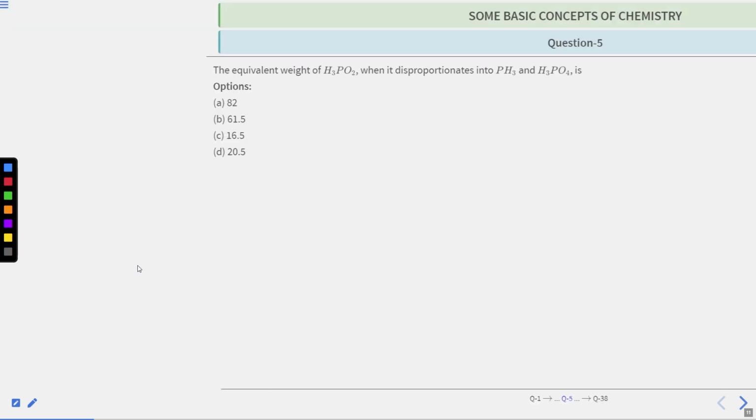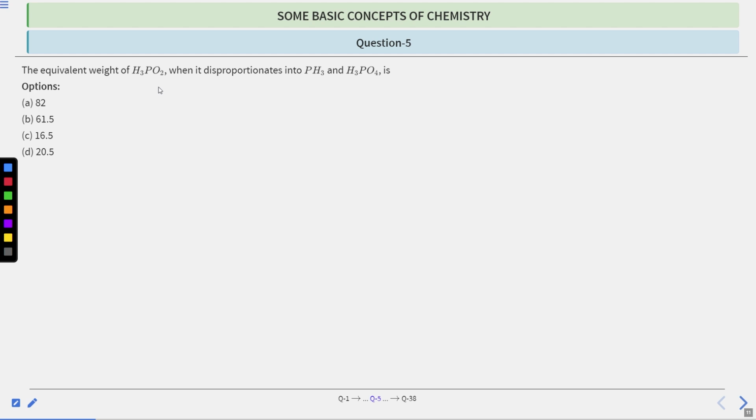Okay, moving on to our question fifth. The equivalent weight of H3PO2 when it disproportionates into PH3 and H3PO4 is. Options are 82, 61.5, 16.5, 20.5. You have 10 seconds to evaluate this question by yourself. After that, we will solve this question.